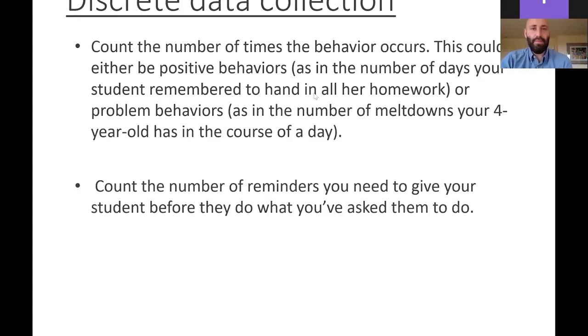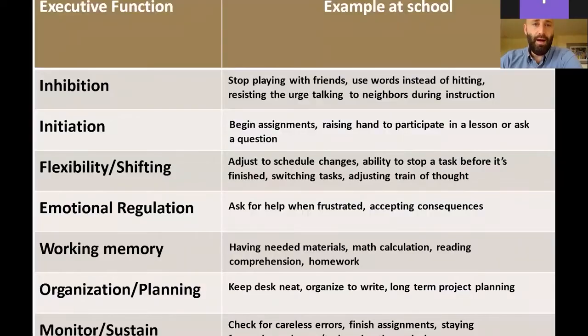And then, you know, the number of times the behavior occurs. It could be positive, like they turned in their homework, or problem behaviors. How often did they melt down, or count the number of times you had to prompt them. If one of the ways you're trying to support them is that they're prompt dependent to initiate, and you want to write a goal around how prompt dependent they are, how many times you have to remind them to initiate a task. So all those are things that you can take discrete data on.